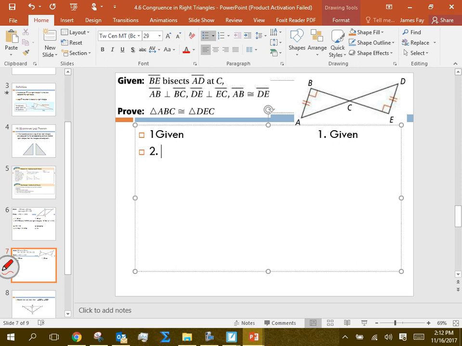All right, so what's the first vocabulary word in this proof that you see here? Bisects. So what does bisects mean to us? Two congruent things, two congruent parts, right? Because they're segments, we're going to have two congruent segments, right? Which segments up there are going to be congruent? Careful. AC and CD, good. Okay.